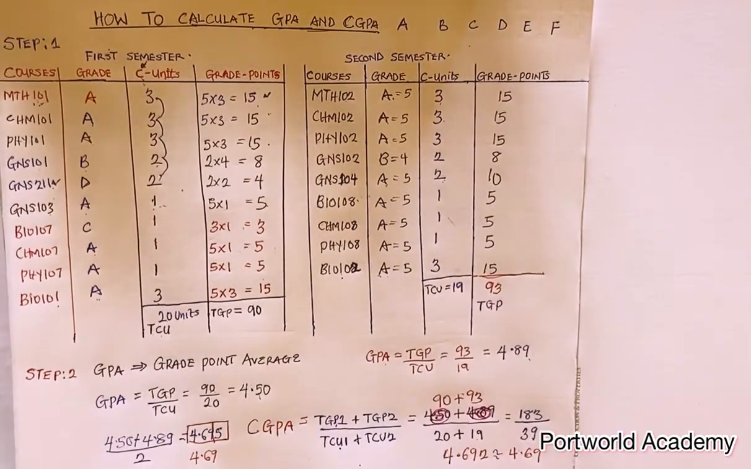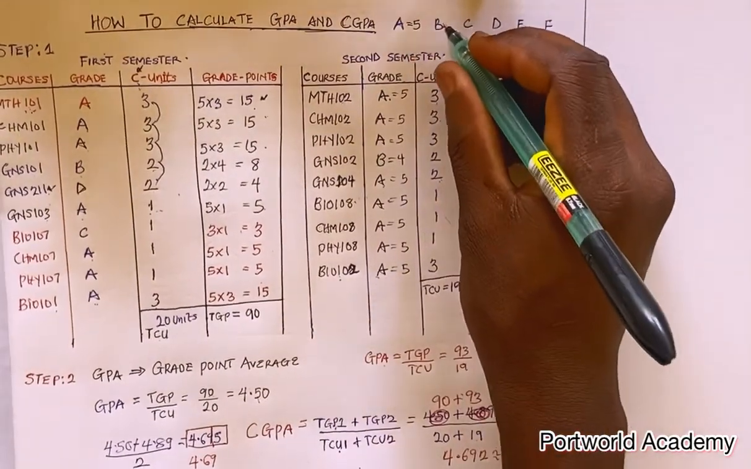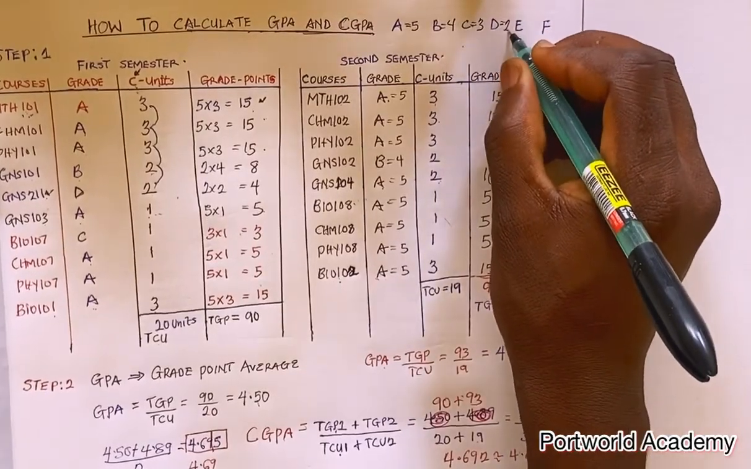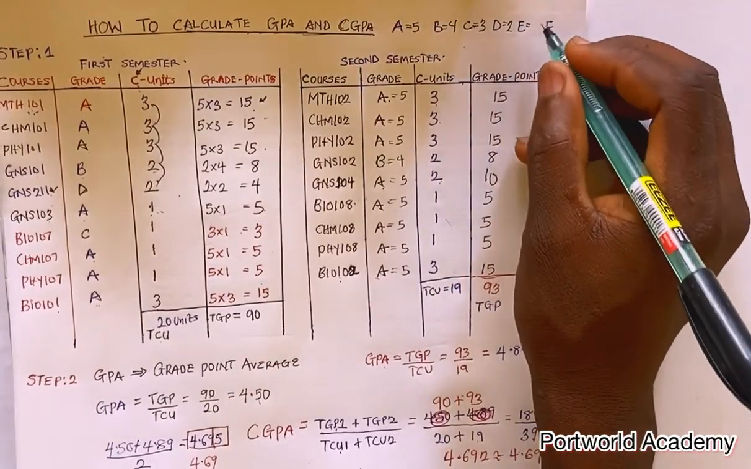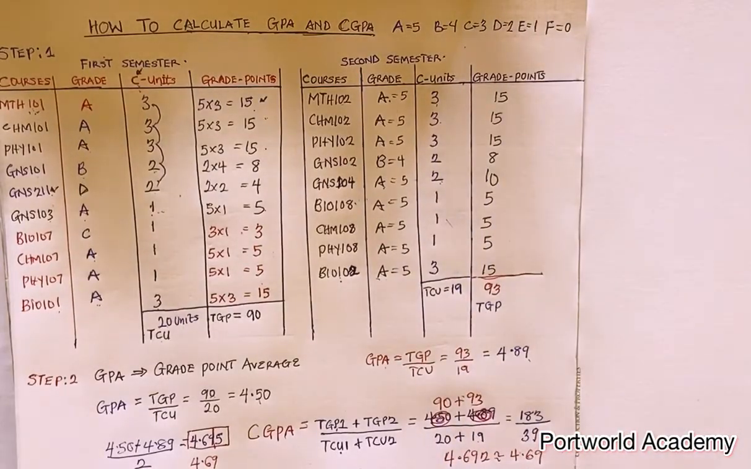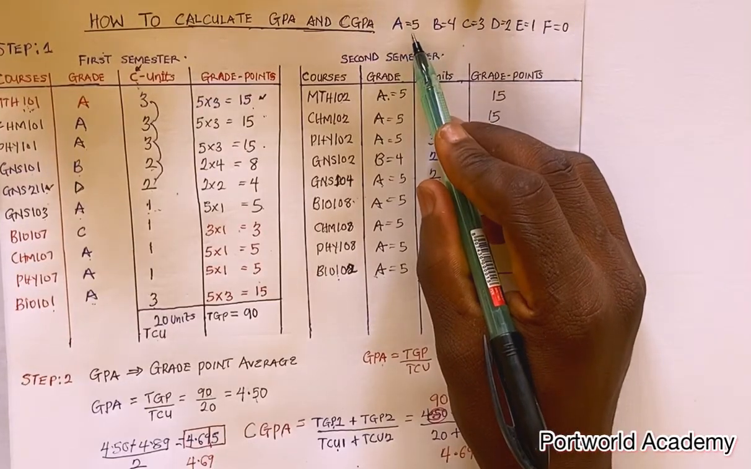Another thing you need to note here is that your A is always 5 points. Your B is 4 points. Your C is 3 points. Your D is 2 points. Your E is 1 point. And F is 0 points. That means, let's say you are a genius and you have all your results to be A, automatically you are on 5.0.